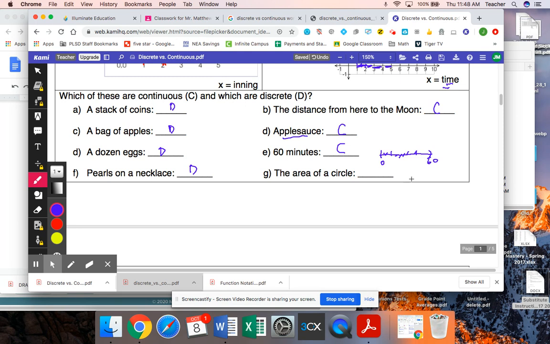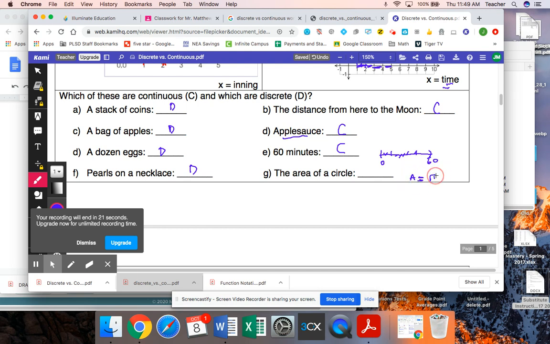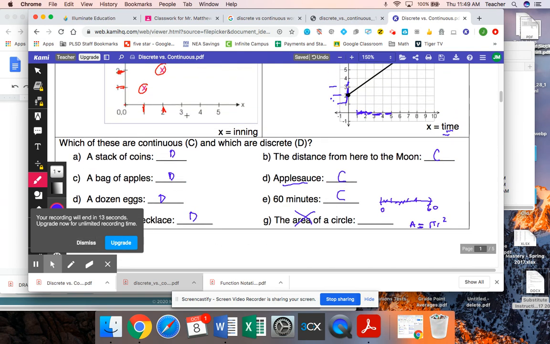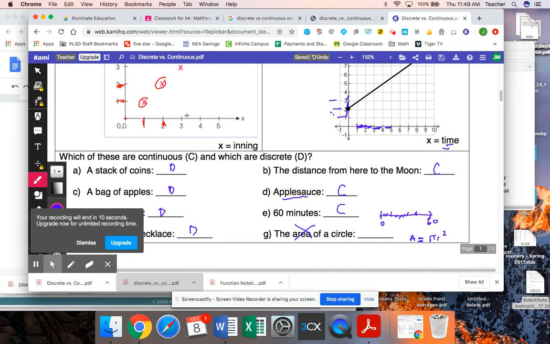And then the area of a circle. That's kind of tricky, because the area of a circle deals with the formula. It's pi r squared. I am not going to deal with the area of a circle. That gets convoluted, so don't worry about it. But continuous or discrete? Discrete are things you can count. Continuous are things that you cannot.